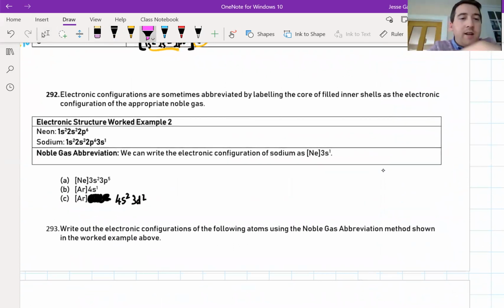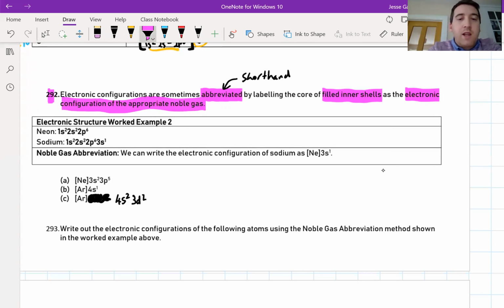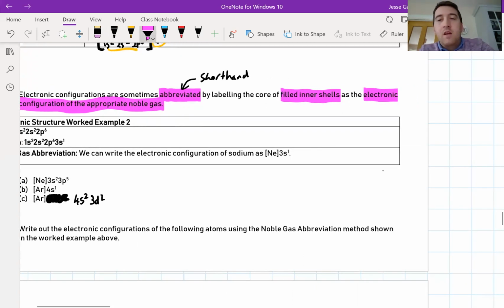So let's just read here where it says in question 292, it says electronic configurations are sometimes abbreviated. So this word here just means made shorter, or shorthand. A quicker way of writing it than all the 1s's, 2s's, 3s's, and so on, by labeling the inner core of filled inner shells as the electronic configuration of the appropriate noble gas. So what does this mean?